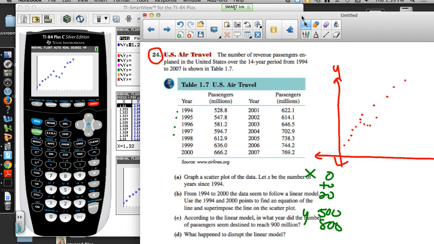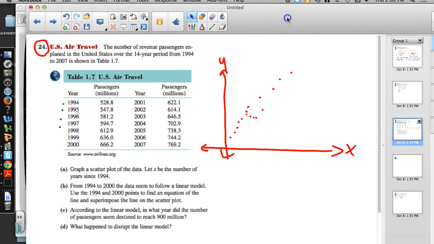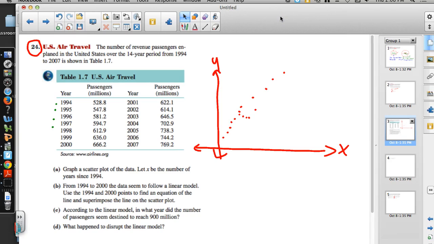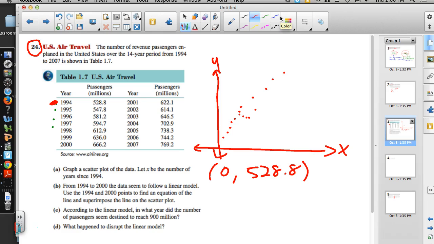And then B says from 1994 to 2000, the data seemed to follow a linear model. Use those 1994 to 2000 points to find an equation of the line and superimpose that line on the scatter plot. Well, they're giving us specific years that they want us to use, which means, again, they want us to come up with this by hand. So, as we do that, they wanted 1994, that's right here. So, that's my 0 year at 528.8. And then they wanted the year 2000. Well, 1, 2, 3, 4, 5, 6 years later, or 2000 minus 1994 is 6 years. And for that one, we would use 666.2.